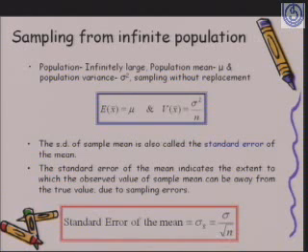So just now we have described how the standard error of the mean is calculated, and we have said that this is denoted by sigma x bar, and it is given by the formula sigma divided by square root of n.